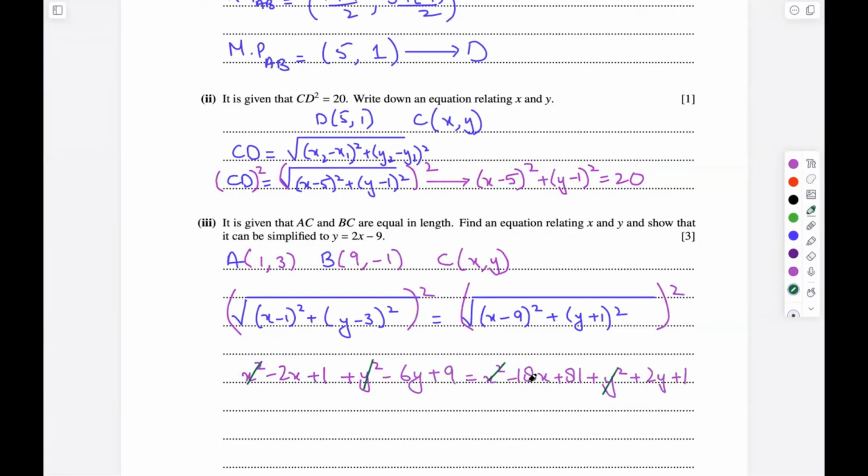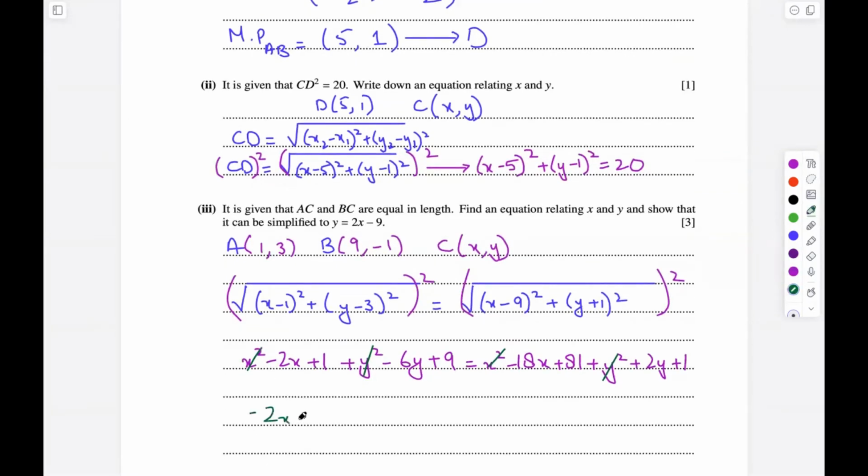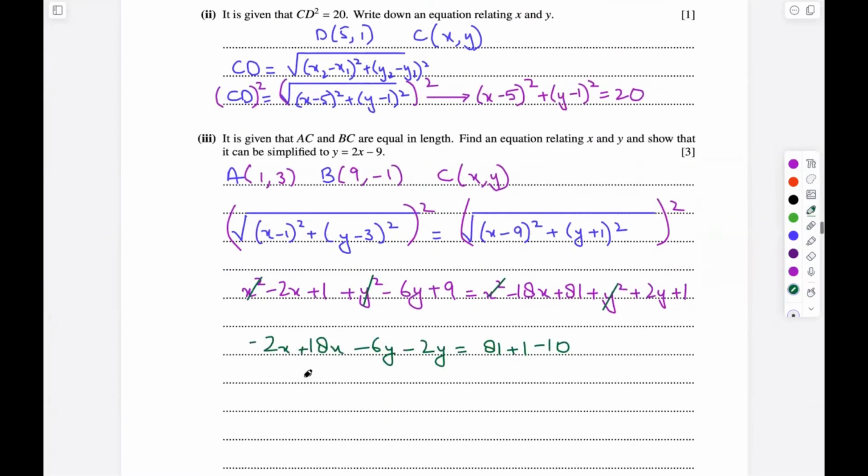Now we can bring this 18x and the 2y on the left-hand side, so this will become minus 2x plus 18x. This is a minus 6y, and that was a plus 2y, so this will become a minus 4y, equals to, this is 81 plus 1, and this is a 9 plus 1, 10, so this will become a minus 10. Simplifying this, we'll get 16x minus 8y equals to 81 plus 1 is 82 minus 10, that will become 72.